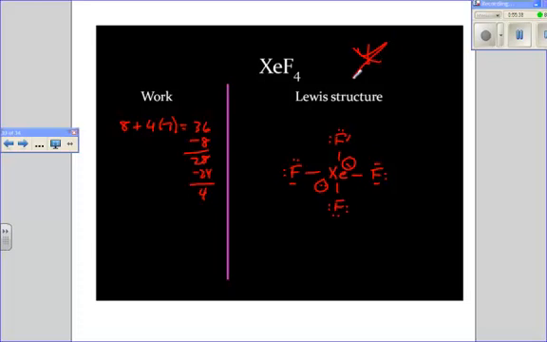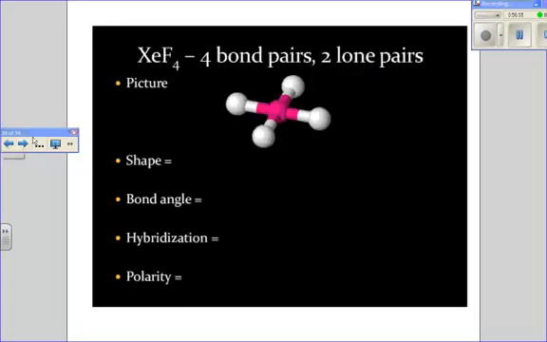Okie doke. Now I've got 4 bond pairs and 2 lone pairs. This thing works out to 6 total groups. And again, I'm going to attack the top and the bottom. So right away, I should know I'm going to attack the top, get rid of that. I'm going to attack the bottom, get rid of that. And before we even go there, you should see that all I'm going to be left with is the square. And it's a flat square.